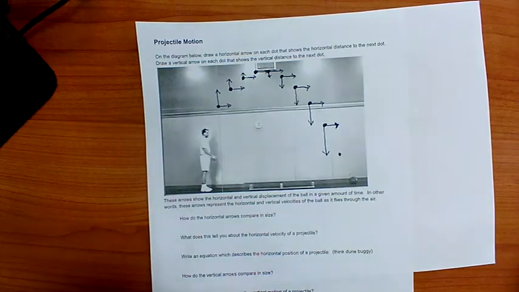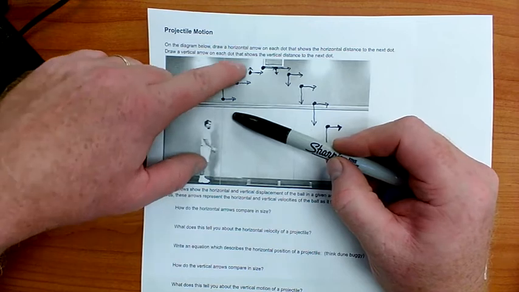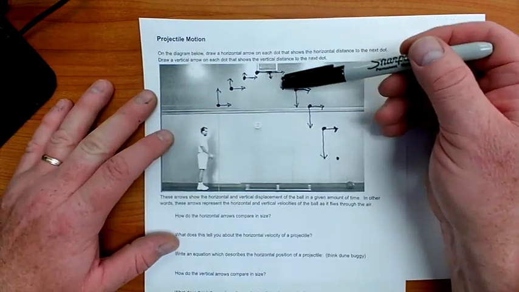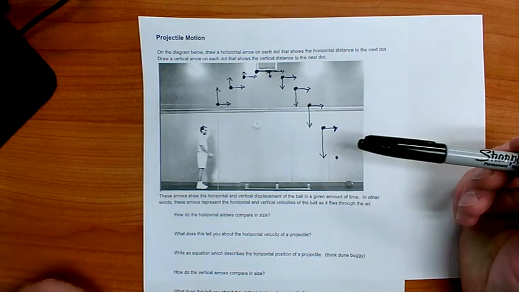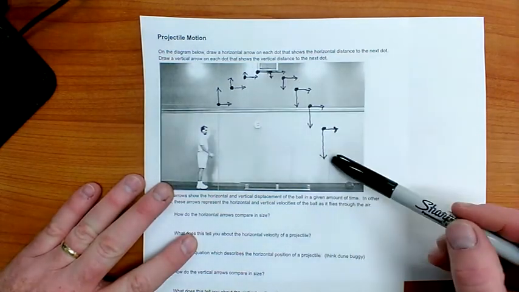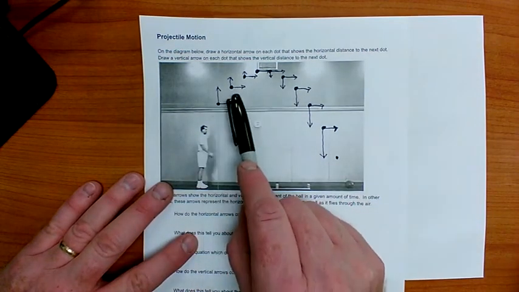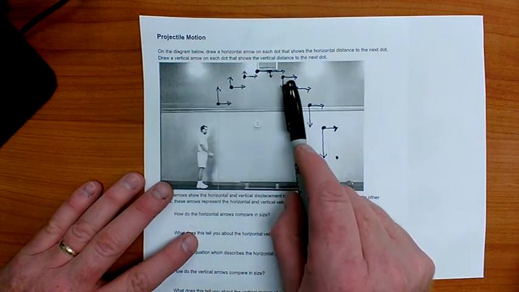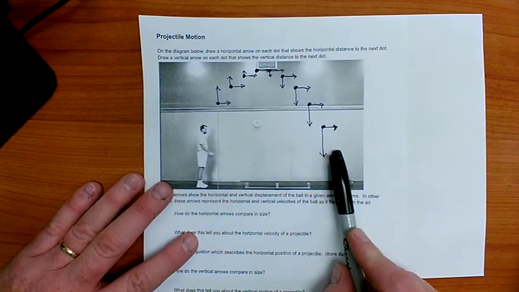Okay? So you'll notice on the vertical arrows, on the way up, those arrows get shorter and shorter. On the way down, the arrows get bigger and bigger. That makes sense. If I throw a ball straight up in the air, on the way up it's getting slower, and on the way down it gets faster. So the vertical one makes perfect sense. Look at the horizontal arrows. The horizontal arrows appear to be about the same size the whole time.